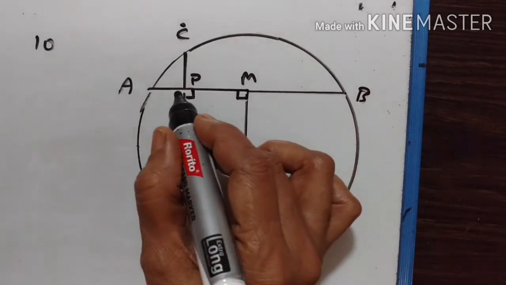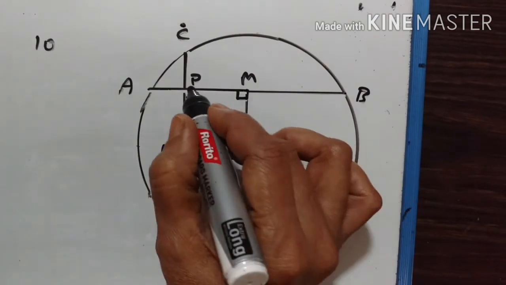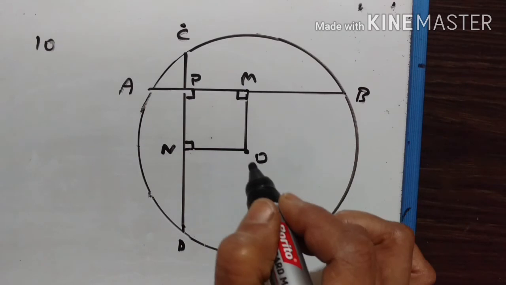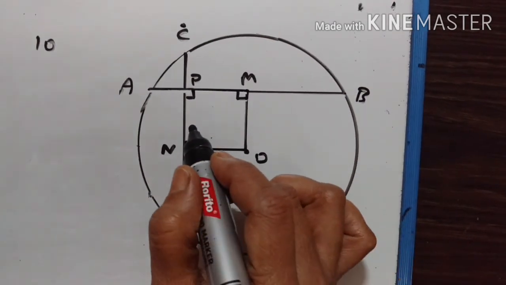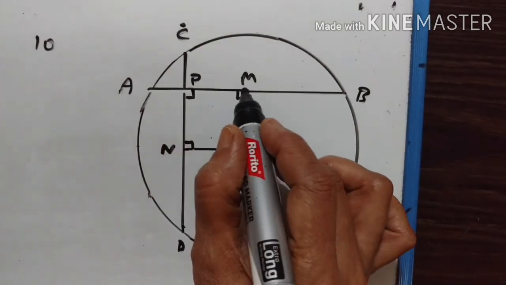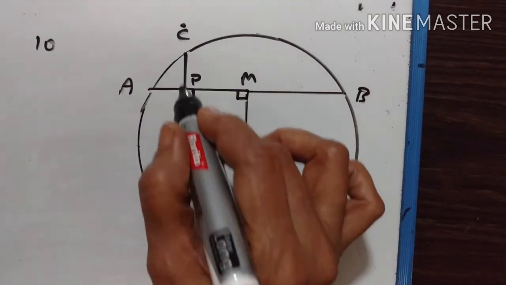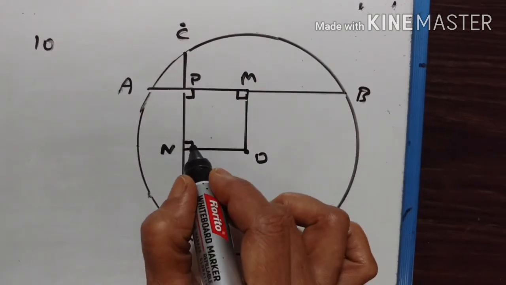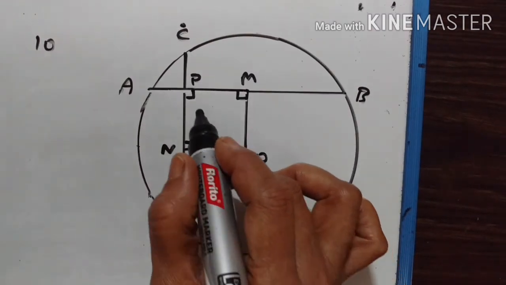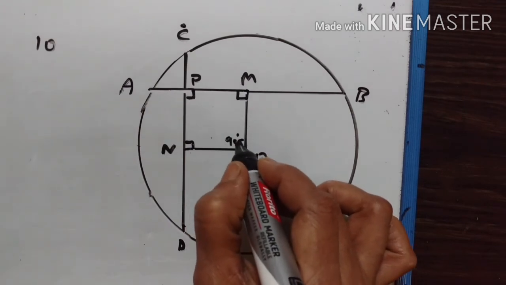OM is perpendicular to AB means angle OMP. In this quadrilateral OMPN, angle OMP is a right angle. So it is given that these two chords intersect at right angle. Therefore, angle MPN is 90 degrees. Similarly, ON is perpendicular to chord CD, it is given. Therefore, angle ONP in this quadrilateral is 90 degrees. Three angles of this quadrilateral are 90 degrees each. Therefore, the fourth angle is also 90 degrees.